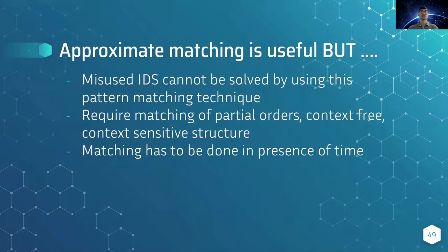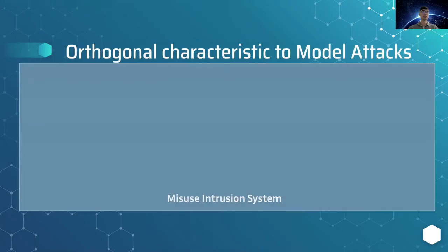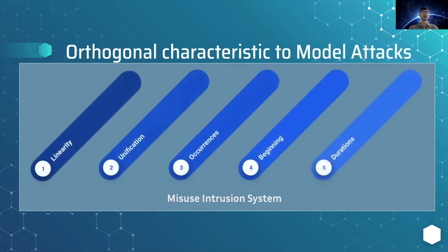The approximate matching is useful, but mixed-use IDS cannot be solved by using this pattern matching technique because it requires the matching of partial order, context-free, context-sensitive structures, and the matching has to be done in the region of time. So another system is able to model the attack. The intrusion signature will be partitioned into a set of orthogonal characteristics. They are linearity, unification, occurrence, beginning, and duration.